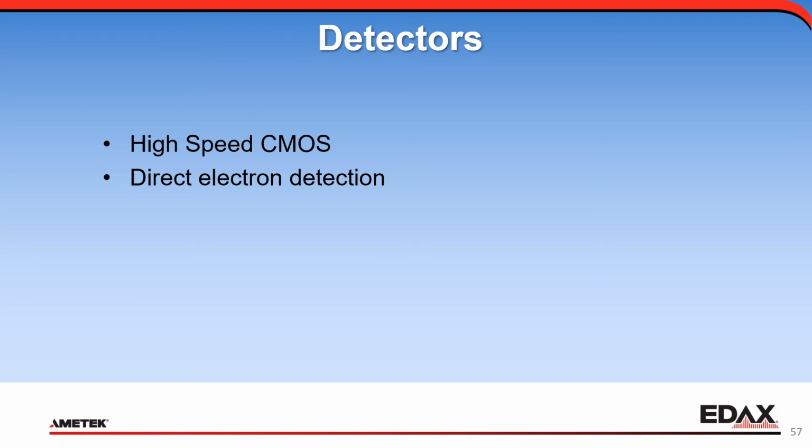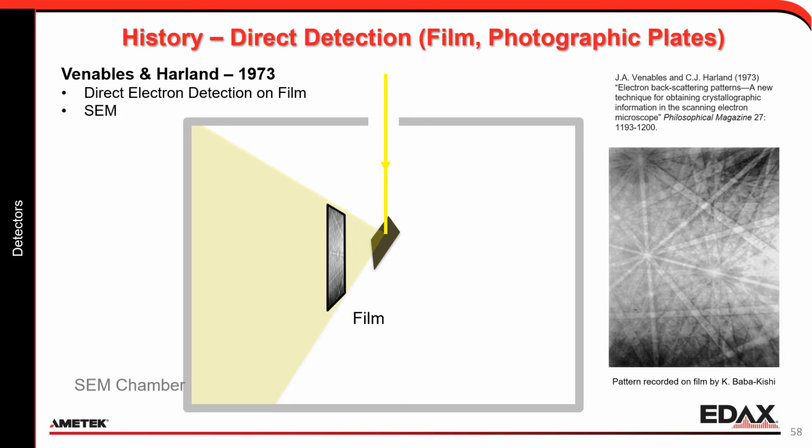Detectors have come a long way since those early results. I mentioned 4.3 patterns per second. Part of the reason we're faster is the algorithms, but also it's because of the hardware. So let me show some examples. Now, the very first EBSD patterns were collected on photographic plates and then film. This is an example of Venables and Harland, which was the first introduction of EBSD into the SEM. And you can see we're detecting electrons directly on Polaroids.